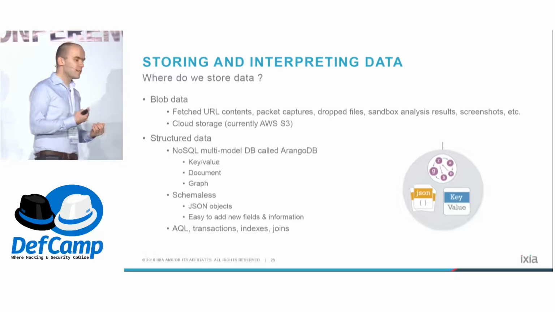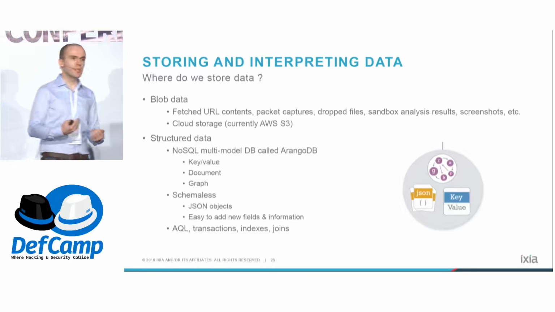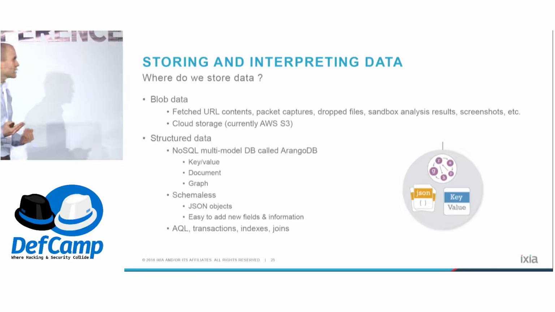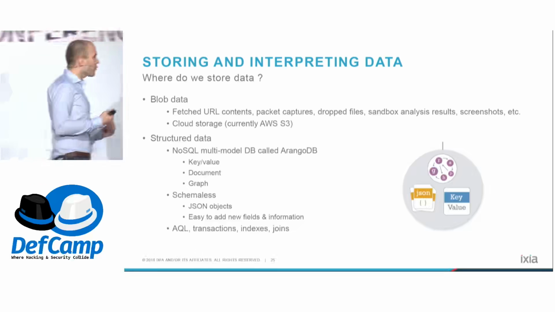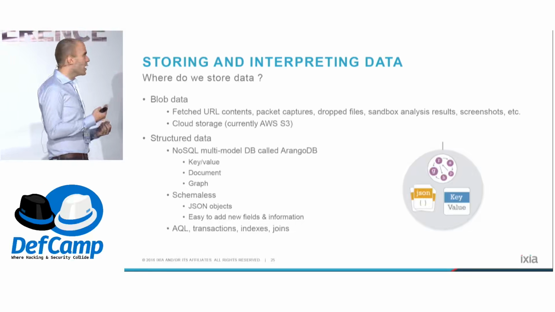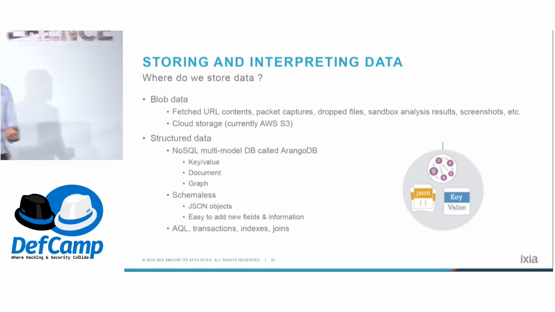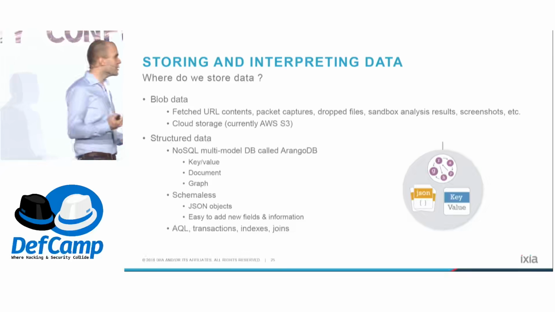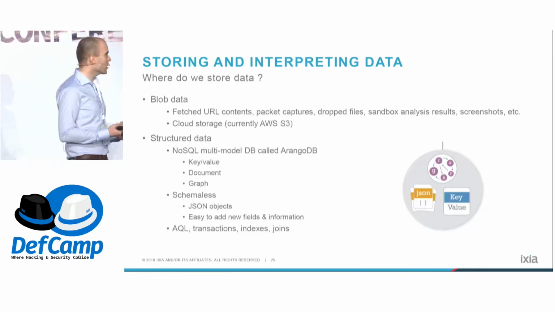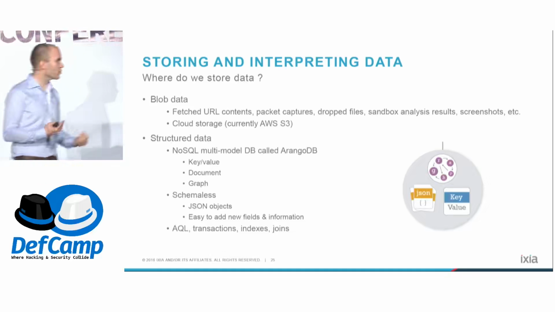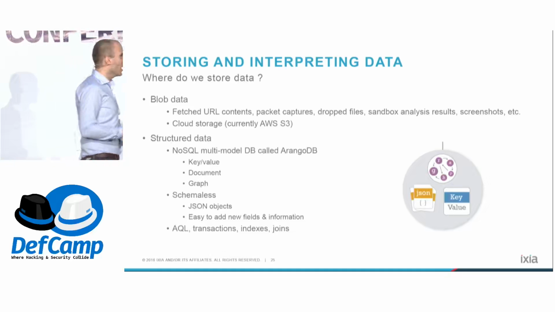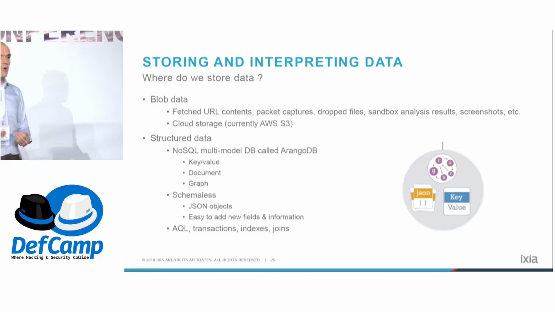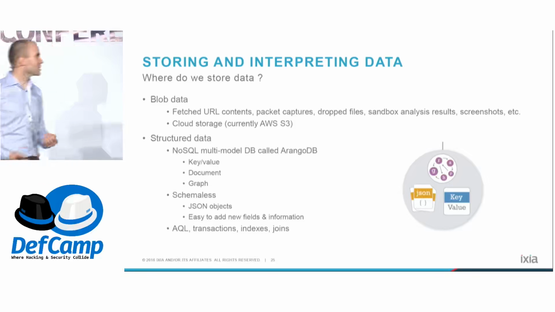Graph database basically means that you can have relationships between entities in your database, and we'll take a look at our data model on the next slide. But for now, the main advantage of Arango is that it's really, really flexible. It's NoSQL based, so you have a schemaless architecture. You can just post JSON objects and it will store them without any hesitation. And this makes it easy to add new fields and information as you're going on, developing and adding more and more to your system.